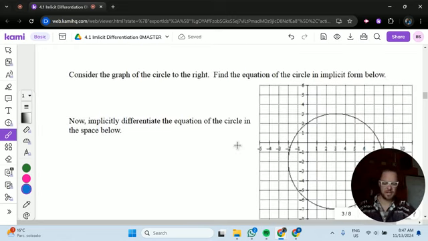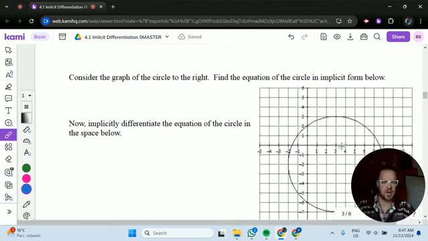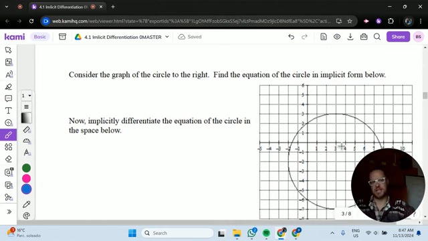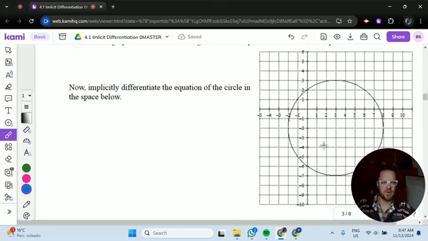All right. So where is this going to be useful? It's things like this, right? When we've got circles, because we already know that I can't take a circle and make it as a function. So I'm going to have to write it and then implicitly differentiate. So consider the graph of the circle here, find the equation of the circle in implicit form below.